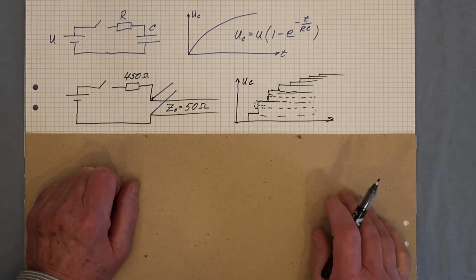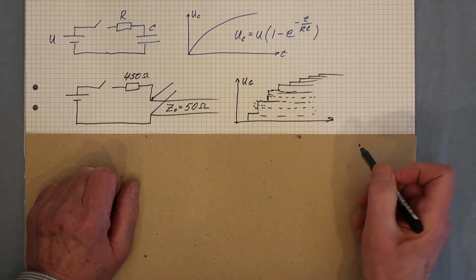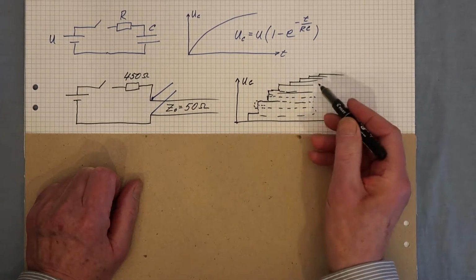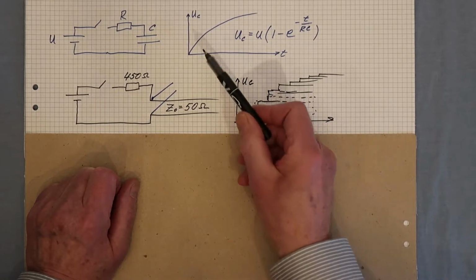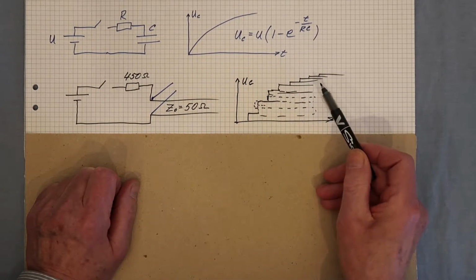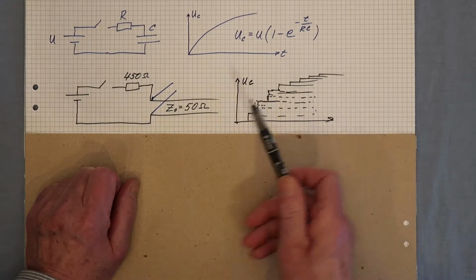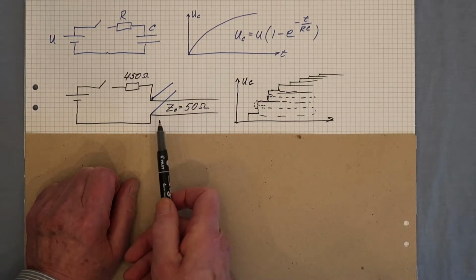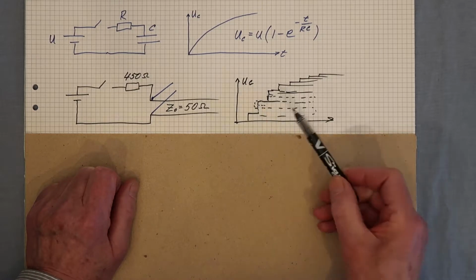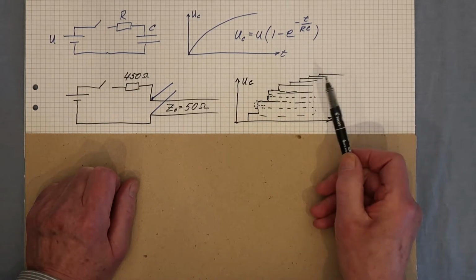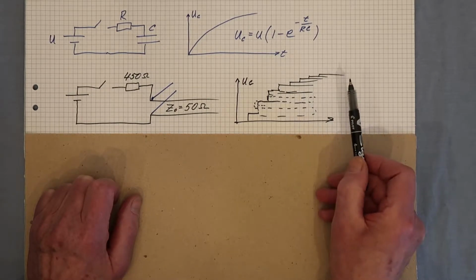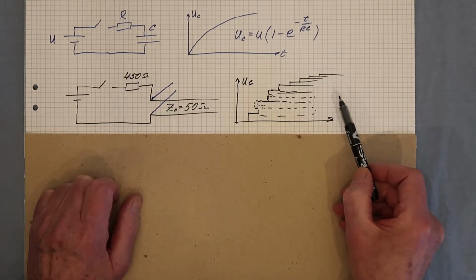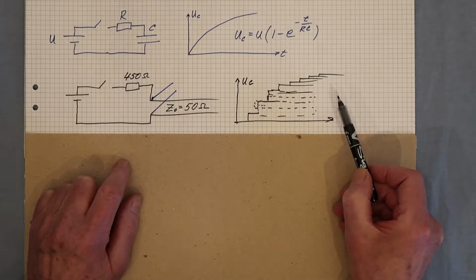We get this staircase voltage, which of course gives noise on the signal. It's not smooth, it's noisy. But usually the length of the capacitor cable is so short that we cannot detect this noise. But in some applications it can be heard. It can be disturbing.